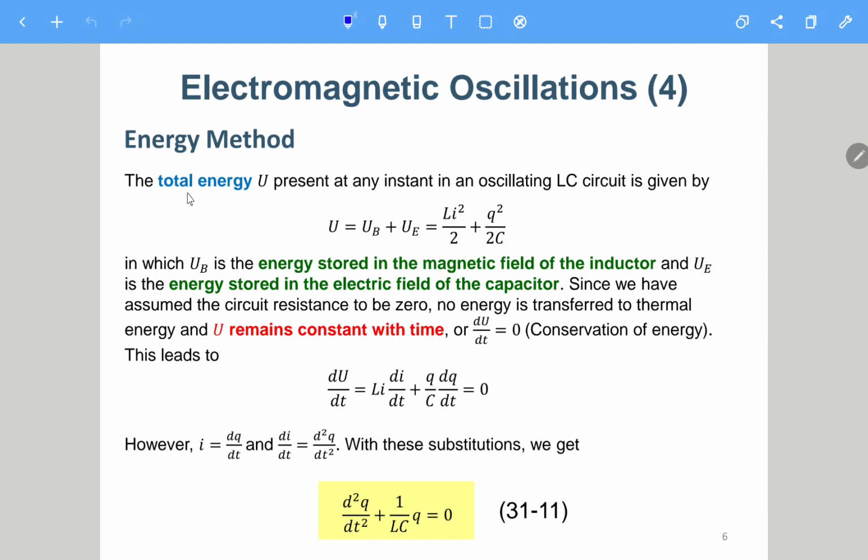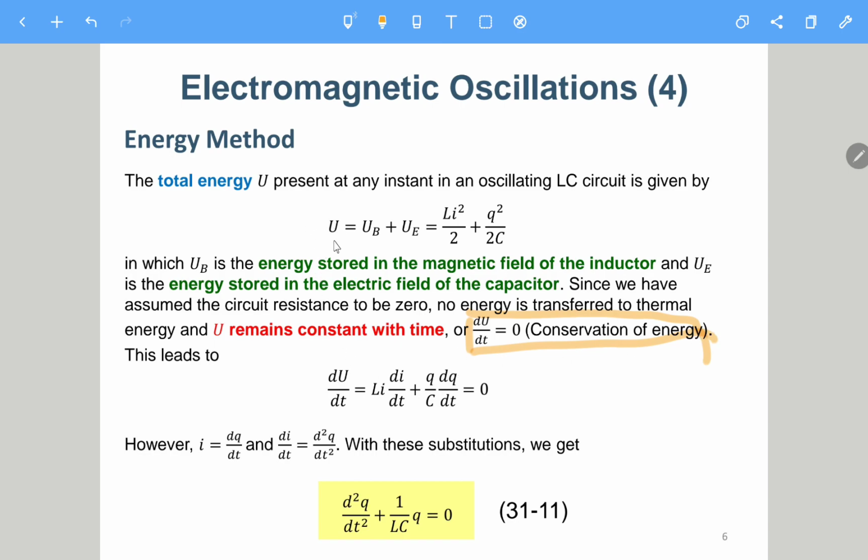Here we have the total energy, UB plus UE, and there's nothing else to store the energy. So UB and UE sum up to be the total energy, which is 1/2 Li squared plus 1/2 Q squared over C. As long as we have no resistance or no energy loss, dU/dt should be 0, which is actually the conservation of energy.